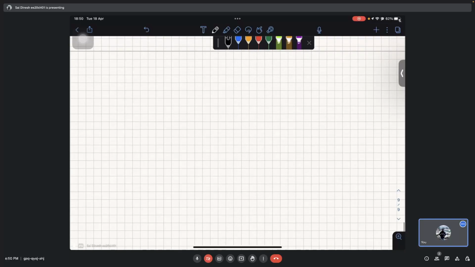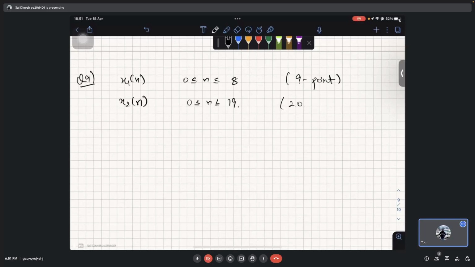Next, 8 questions done, right? So this is question 9. So consider two finite length sequences x1 of n, x2 of n. So we have x1 of n for 0 less than n less than 8, x2 of n for 0 less than n less than 19, it is 9 point and 20 point.